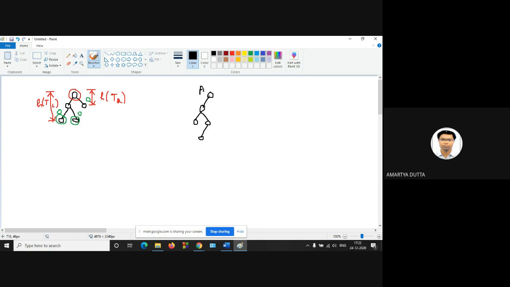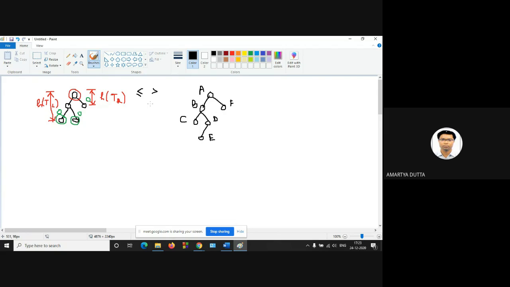Let this be A, B, C, D, E. Let this be F. Let this structure be a binary tree, and it is a binary tree and a binary search tree. For a binary search tree, the property is that the left child is less than or equal to the root and the right child is greater than the root. So this is the BST property.